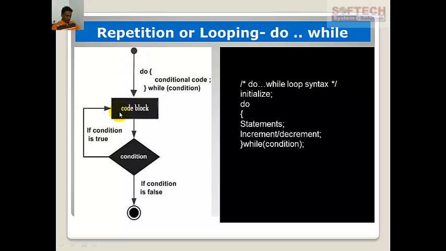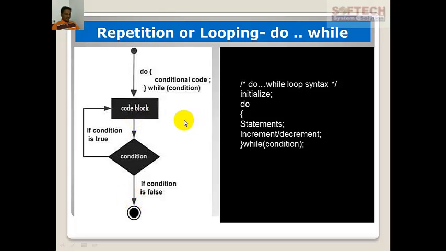This is the flow chart. In while, first the while condition is checked, then the code block executes. In do while, the code block executes first, the first time, and then the condition is checked. If the condition is true, it comes back and executes the code block again. If the condition is false, it comes out.